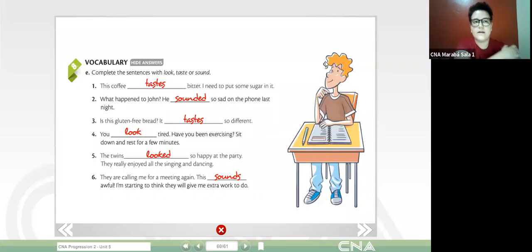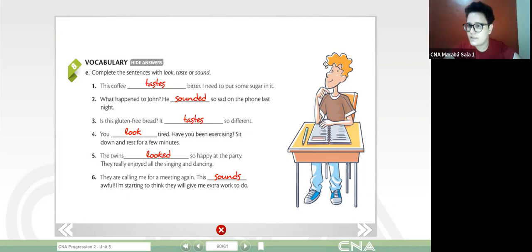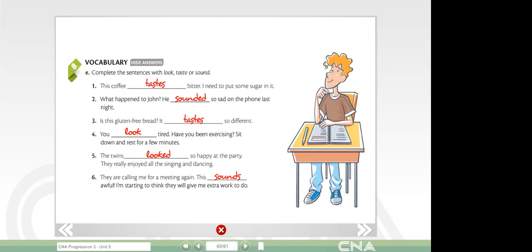Okay, so let's read the sentences together. Number one, this coffee tastes bitter. I need to put some sugar in it. Leo, read number two, please. What's happening to Joe? He sounded so sad on the phone last night. Okay, number three, can you read, please, Max? Is this gluten-free bread? It tastes so different. Yes, very good.